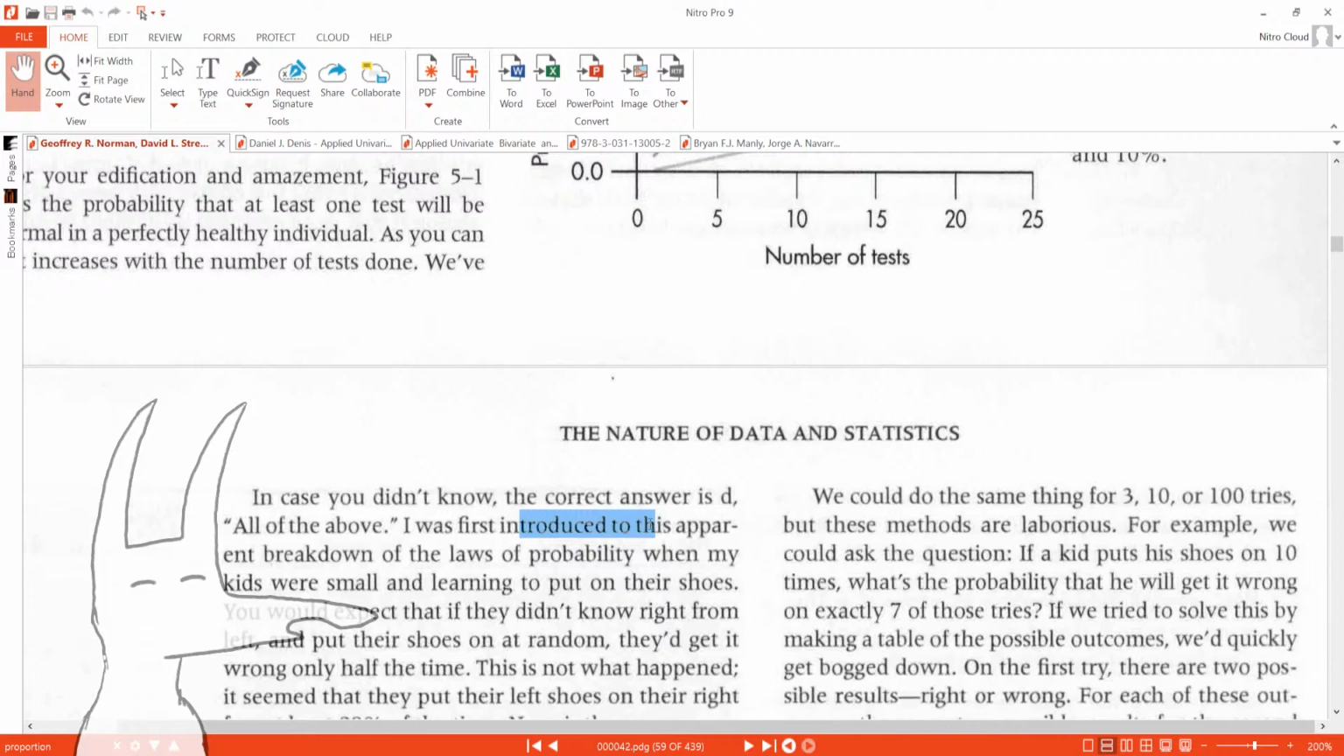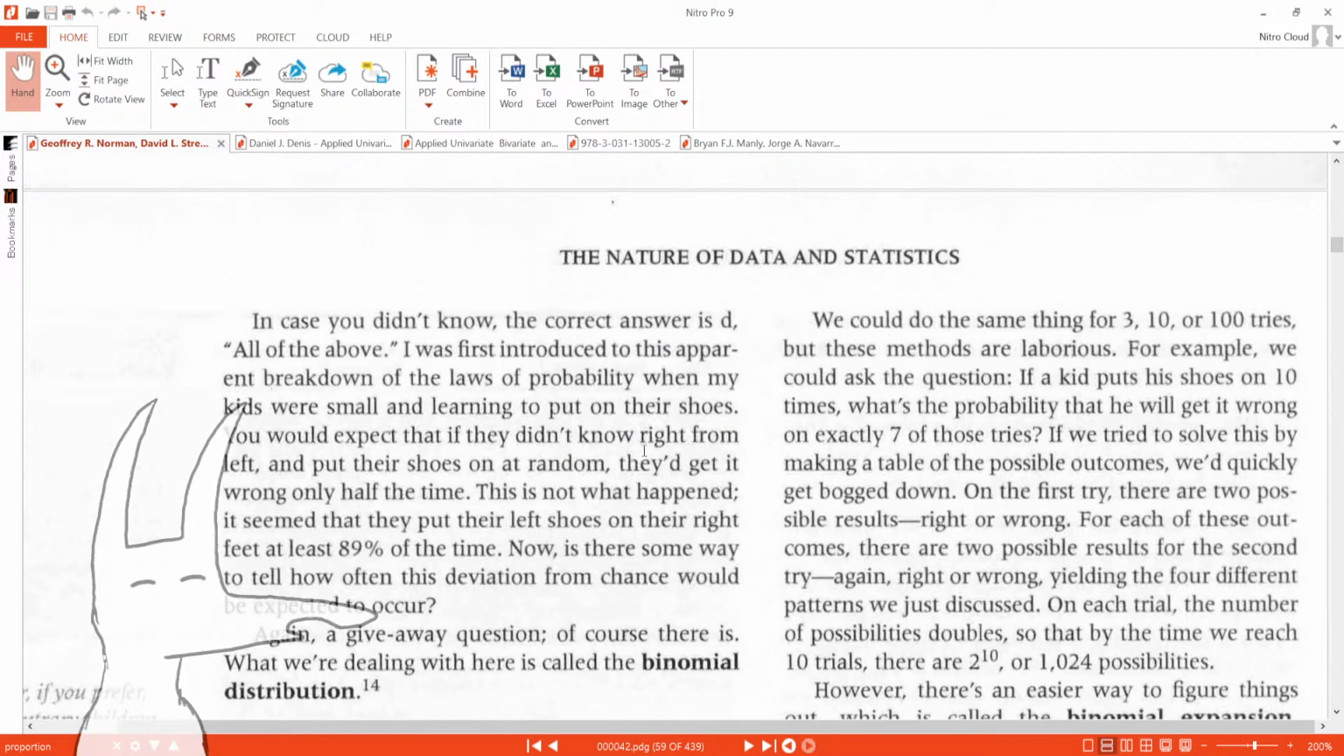I was first introduced to this apparent breakdown of the laws of probability when my kids were small and learning to put on their shoes. You'd expect that if they didn't know right from left and put their shoes on at random, they'd get it wrong only half the time. This is not what happened. It seemed that they put their left shoes on their right feet at least 89% of the time. Oh. They got it wrong 89% of the time? Sheesh.